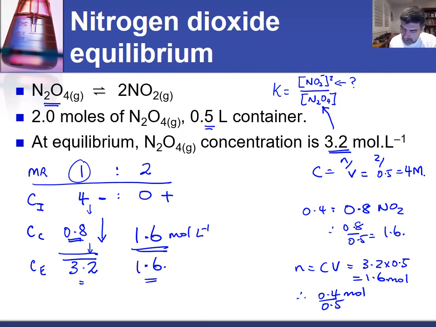We can now do our calculation. So this is equal to 3.2 squared divided by 1.6. And if I get my calculator out and have a look at that, I can go 3.2 squared divided by 1.6, and I get a value of 6.4. So therefore, the equilibrium constant in this situation has a value of 6.4.